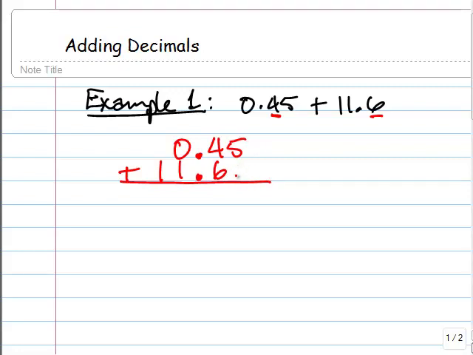Once we have them lined up, we just add them regularly, and if there's no digit here, like we have the 6 tenths and there's nothing in the hundredths place, just treat it like it was a 0. We simply add. That's a 5, this is a 10, carry a 1, a 2, and a 1. So that's 12, and the decimal point goes right below 12.05, so your answer is 12 and 5 hundredths.